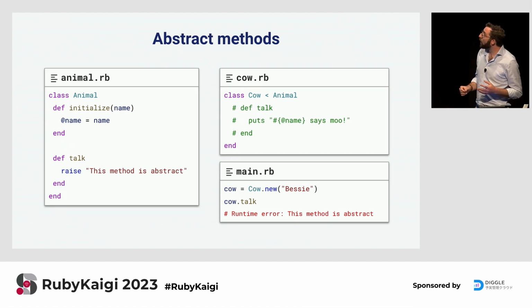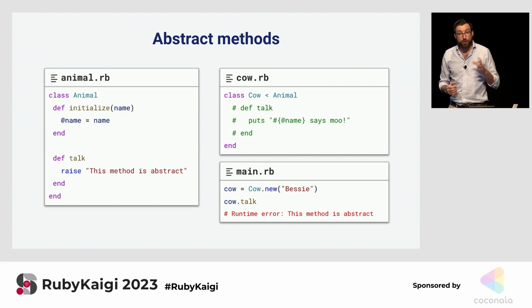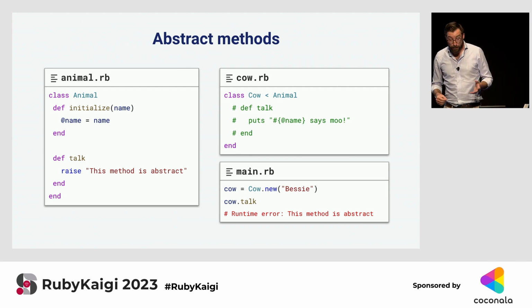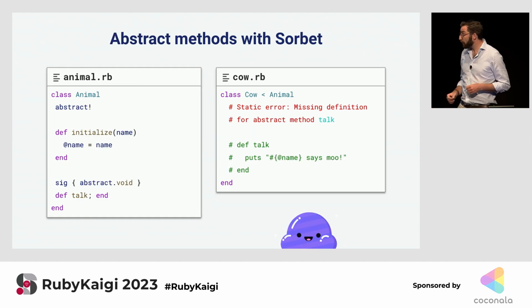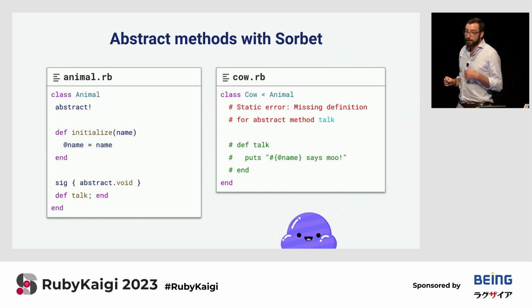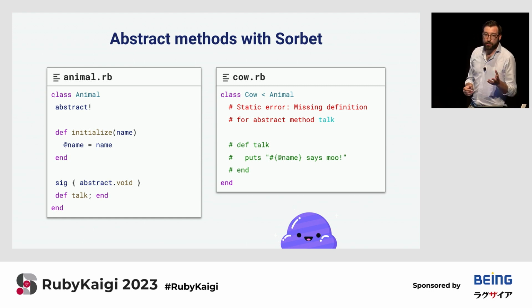And it's the same thing for abstract methods. We could raise in the talk method here in the animal, saying this is not implemented, this is abstract, you shouldn't be calling it directly. But if you forget to implement the override and provide the implementation in the cow method, if you call this, you're going to get a runtime error. While a type checker could help us here. If we look at Sorbet, for example, we can mark this method as abstract, and if we forget to implement the talk method in cow, the static type checker is going to tell you, well, maybe you forgot something here, and you're not going to have a runtime error.